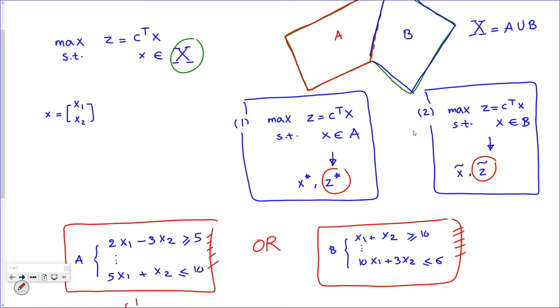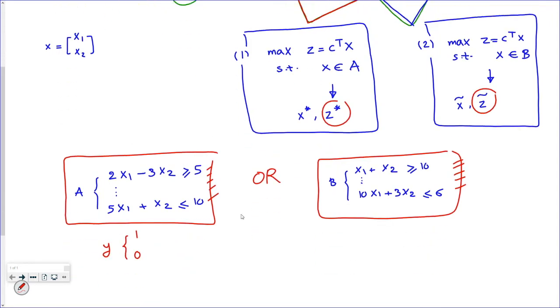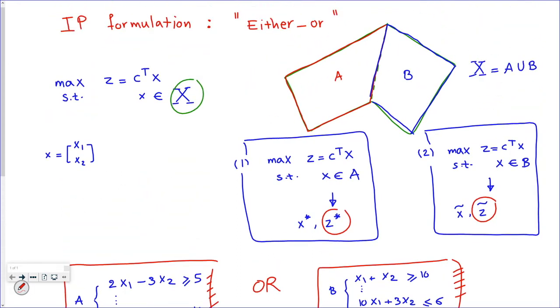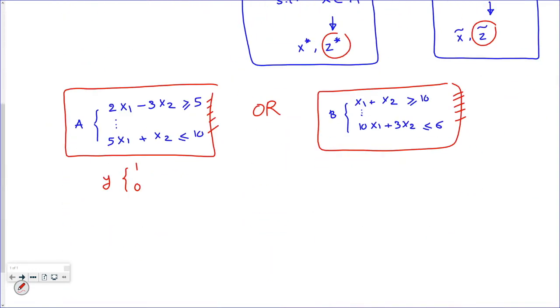But between A and B, between these two sets of constraints, there is an OR relationship. My optimal solution is in A or in B. By implementing this OR, I will consider every point in A or B. In other words, every point in A union B.